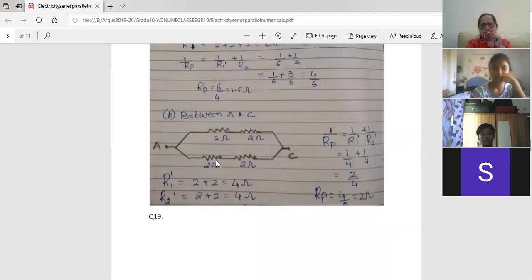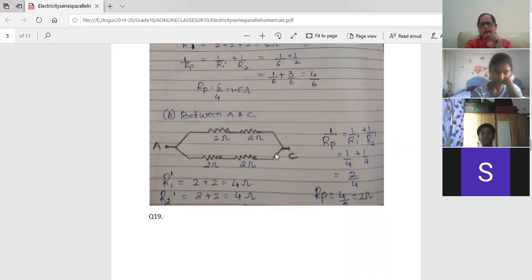Then here again, both are in series. So R2 dash, 2 plus 2, it became 4 ohms, right? Now this is a parallel combination, right? So how do I find the resistance of the parallel combination? So I will do 1 upon Rp. Now see, again a simplified version can be made. You can put 4 ohm on top and 4 ohm down below. Okay, so again you have simplified the circuit further.